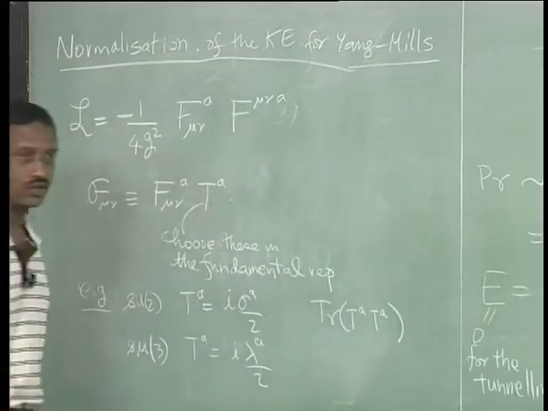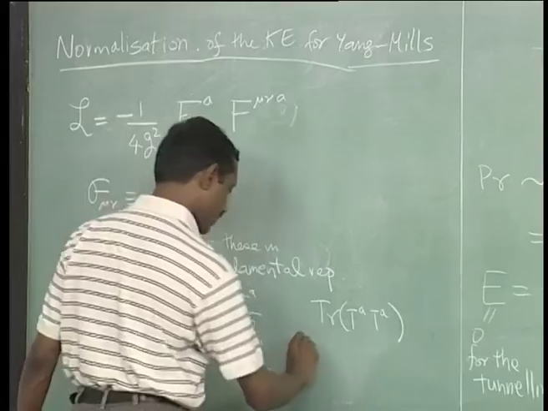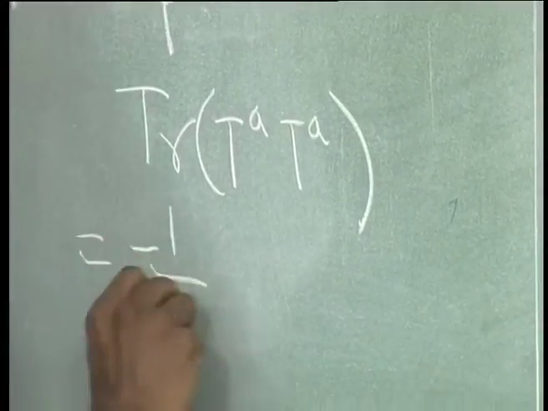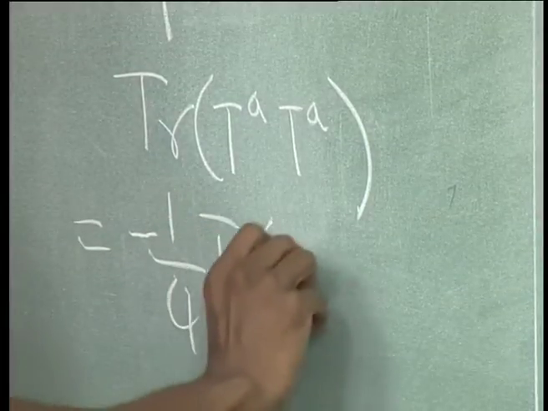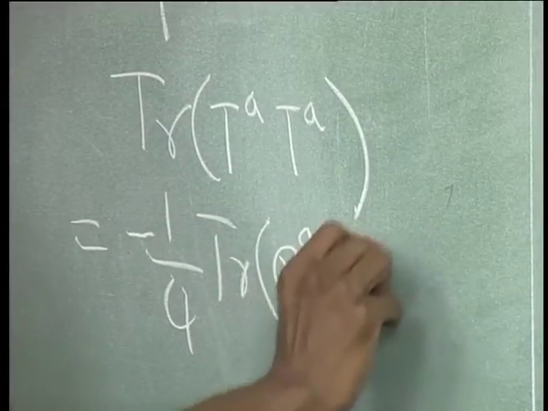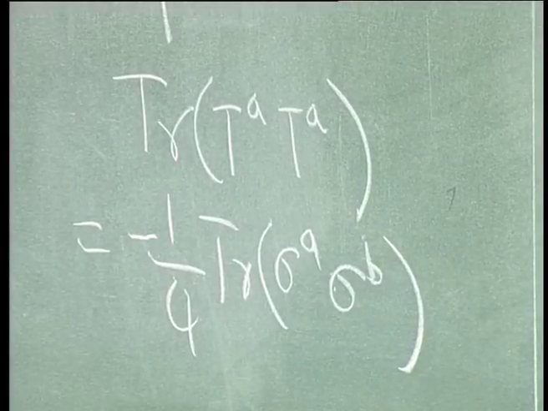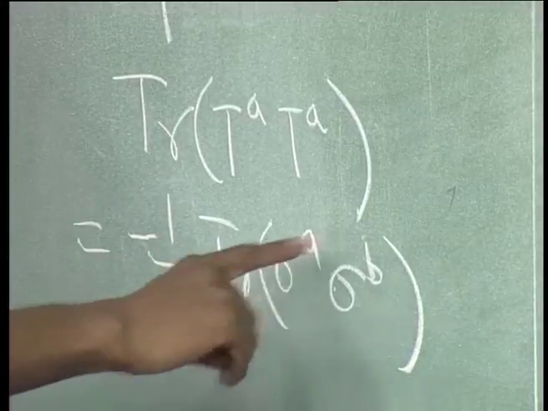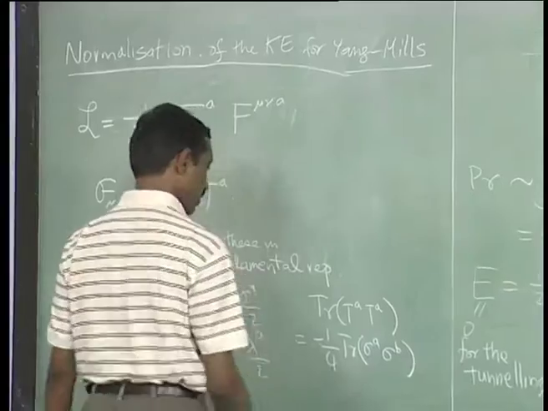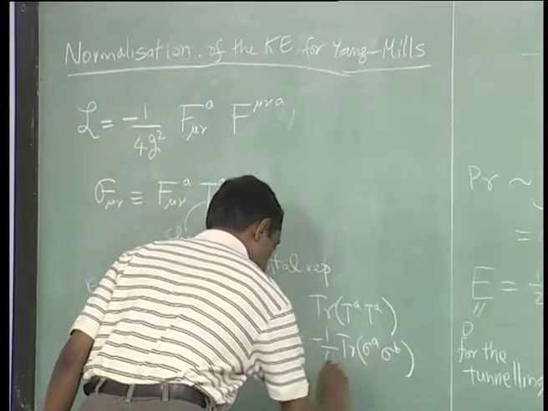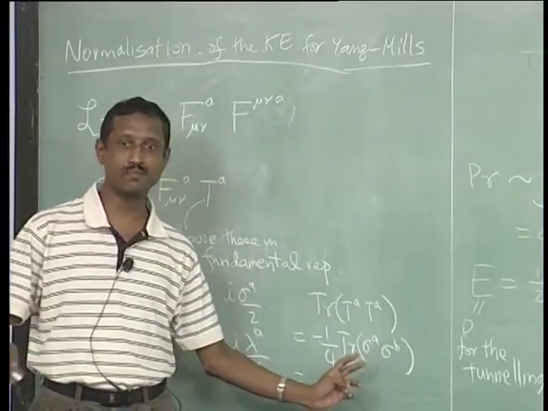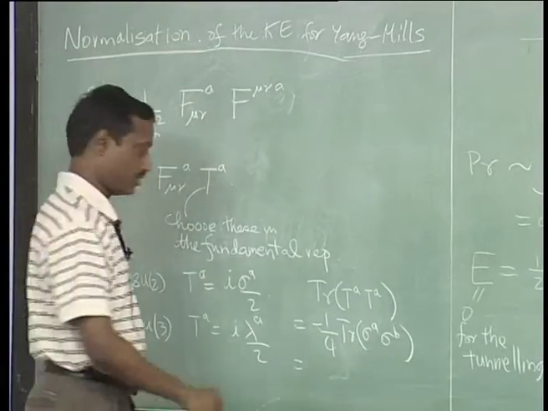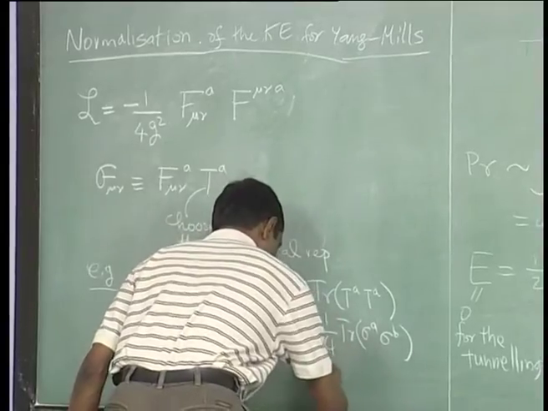So let me do it for one of these cases. You get i squared, which will make it a minus, and there will be a half squared, which will be 1/4 trace of sigma A sigma B. I am just doing it for Pauli matrices. So we can rewrite this as follows. The standard trick is you write this as sigma A sigma B plus sigma B sigma A, but that is equal to 2 times delta A B.